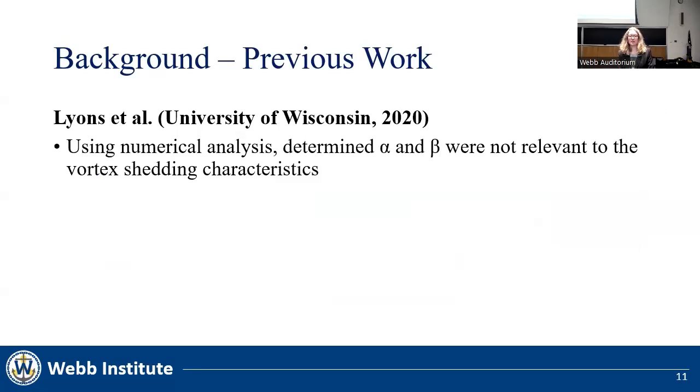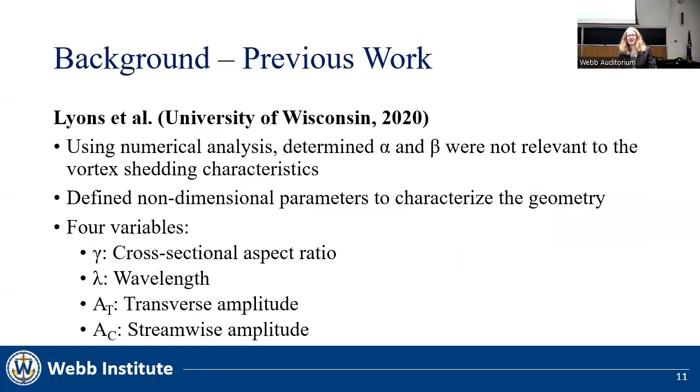Continuing upon Hank's work, Lyons et al., using a numerical analysis, determined that alpha and beta were not relevant to the vortex shedding characteristics. Additionally, using the original 7 geometric parameters, they developed 4 non-dimensional parameters, which we will be using in this study. The variables are gamma, lambda, a sub t, and a sub c.